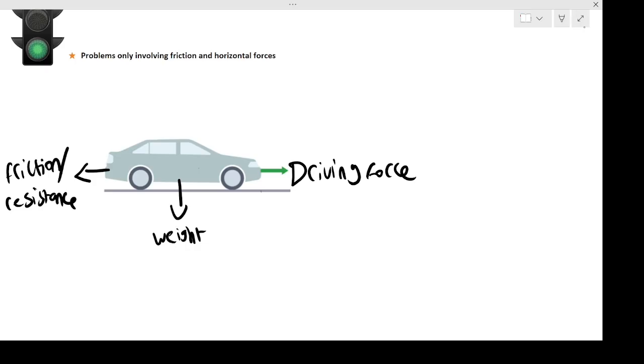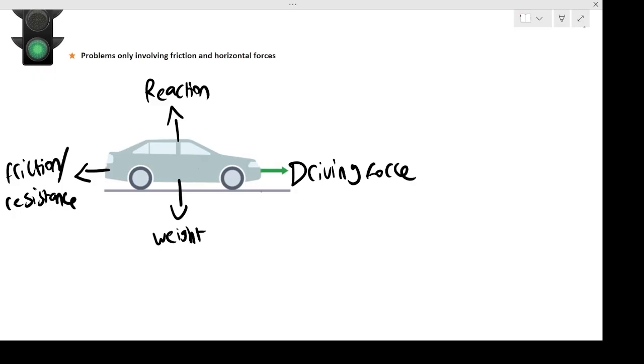Now, you can imagine you're just going to sink through the road. So what keeps you up on the road? What stops the weight? That is called a reaction force. So these are the four main forces we're going to be using extensively in this section. So those are the forces. Hopefully you're happy with that.